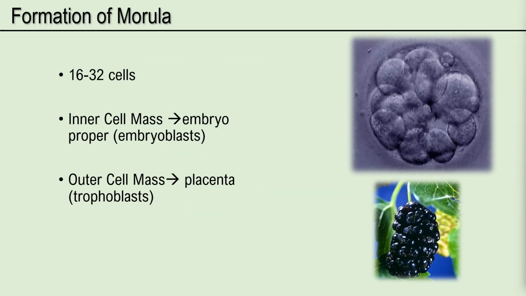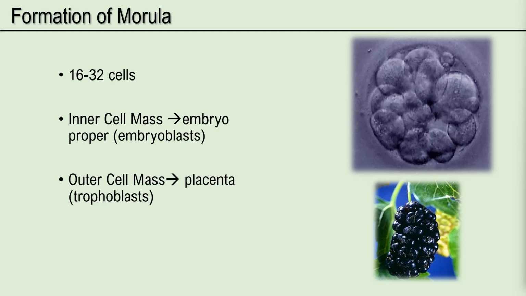The morula begins to organise itself. The cells squashed in the middle are the embryoblasts, and because of their location are called the inner cell mass, whilst the cells surrounding the perimeter of the morula are called the trophoblasts, or the outer cell mass. The inner cell mass will go on to form the embryo, whilst the outer cell mass will go on and form the supportive structures like the placenta.